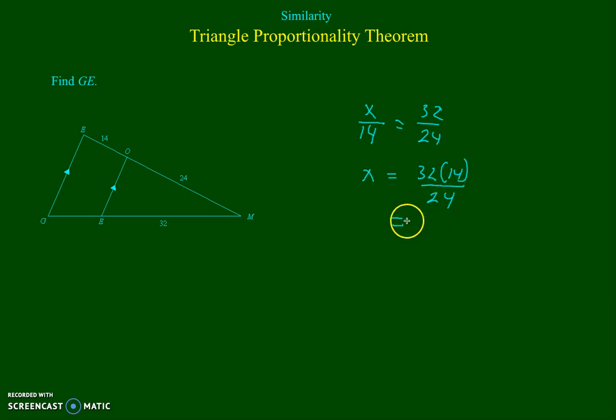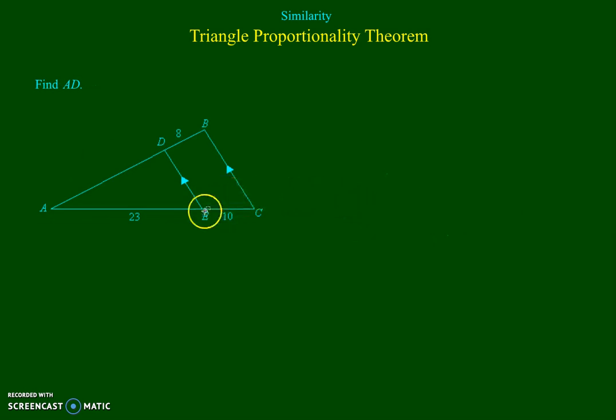Put that in our calculator. We get 56 thirds, which is 18.66 repeating. And if you want to check your results, you can take 56 thirds and divide it by 14, and you'll get 1.3 repeating. If you divide 32 by 24, you'll get the same ratio, 1.3 repeating. So let's move on to the next example.